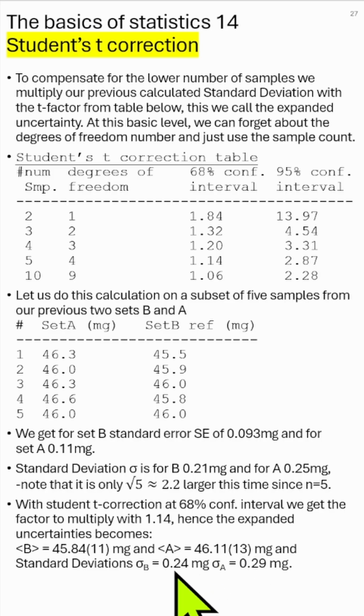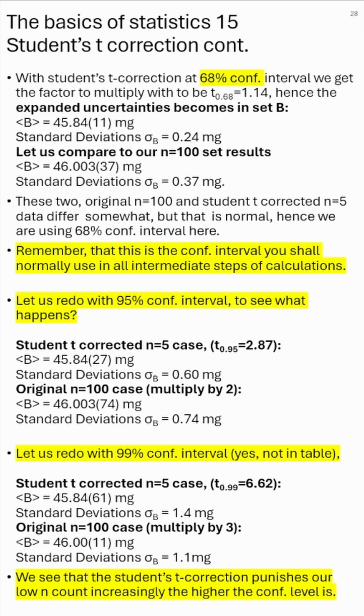And we can do the same thing with the standard deviation also. That should be the square root of 5 larger. So for the B set, we get sigma B becomes 0.24 milligram, and sigma A becomes 0.29 milligram. The basics of statistics 15, student T correction continuing.